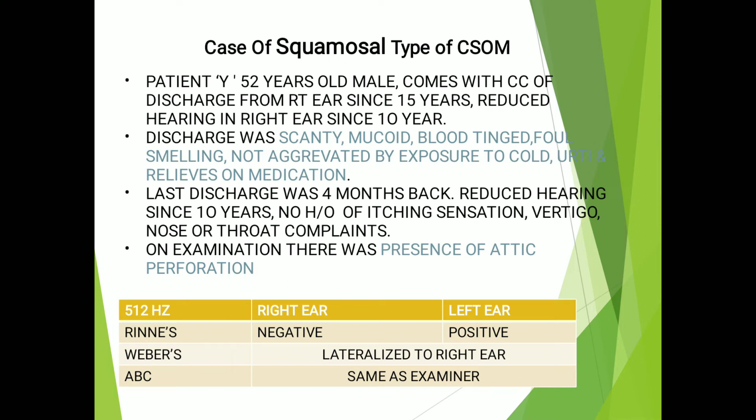On examination, there was a presence of attic perforation. Rinne's test is negative in the right ear, positive in the left ear, which is normal. Weber's test lateralized to the right ear. Absolute bone conduction same as examiner.